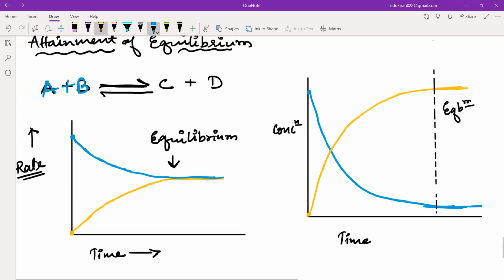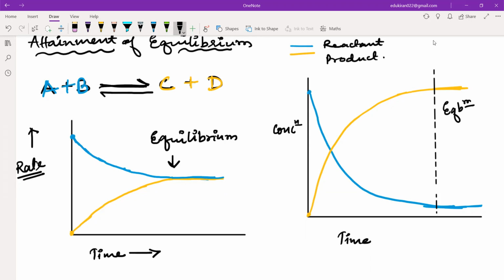A plus B, and then we write C and D in yellow. This trend line is for the reactant, and this is for the product. Now again, I am emphasizing that the reaction has not stopped. It has just reached equilibrium. That means we cannot see any measurable change in the concentration. It does not mean the reaction has stopped. Please remember that point.